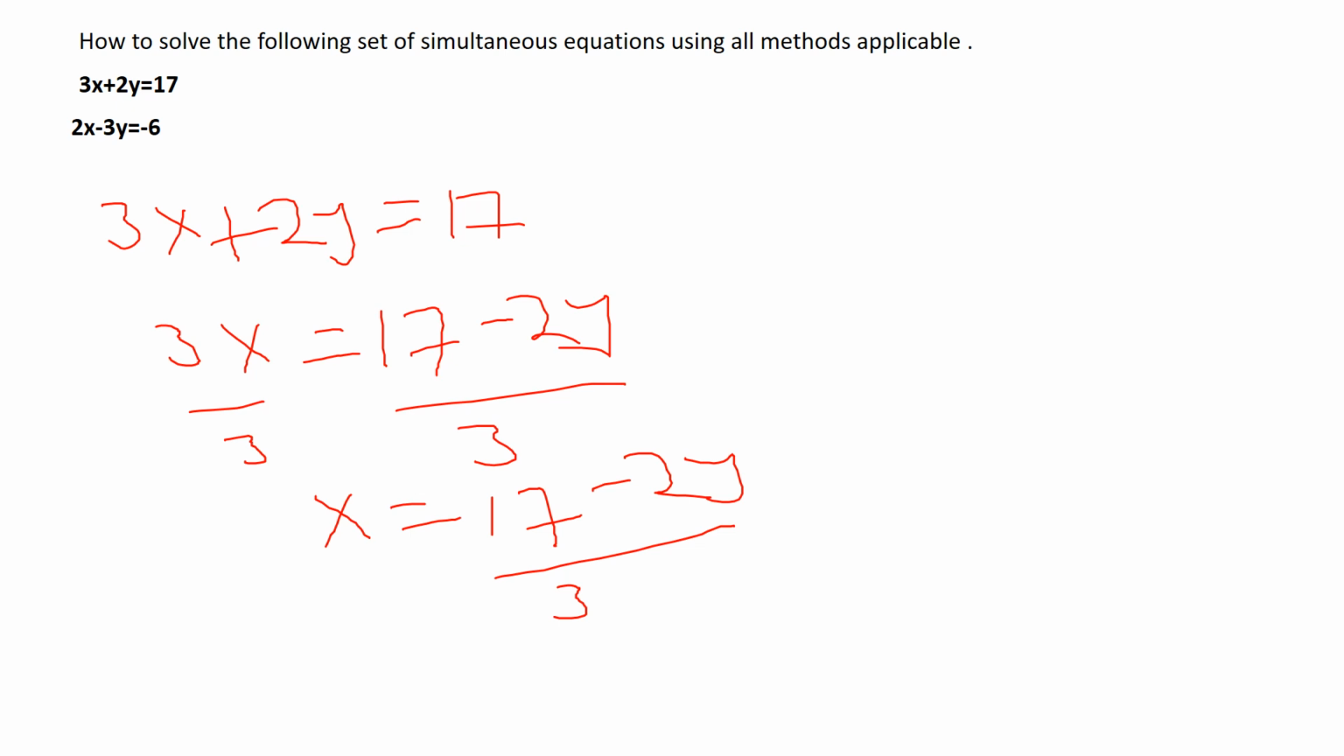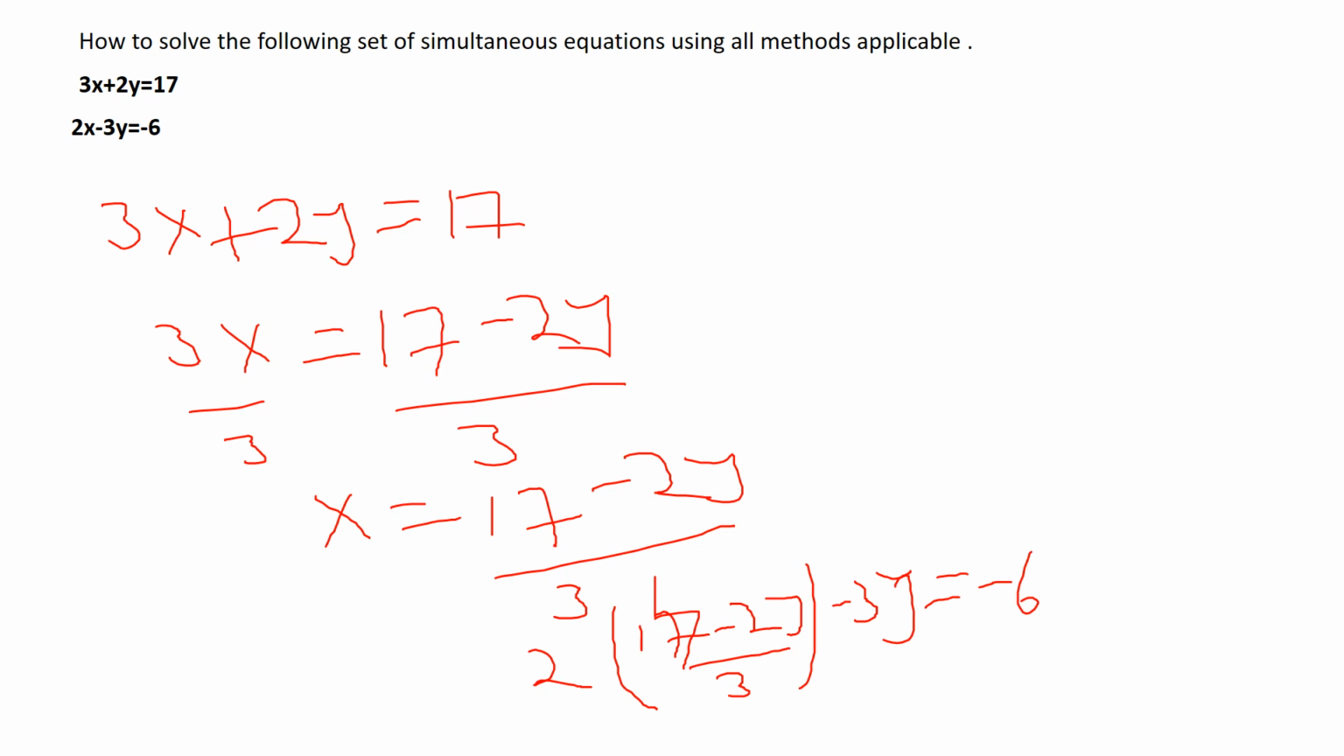With this, I can substitute it into the second equation. So I have 2 multiplied by the bracket (17 minus 2y) divided by 3, then minus 3y, equals negative 6.